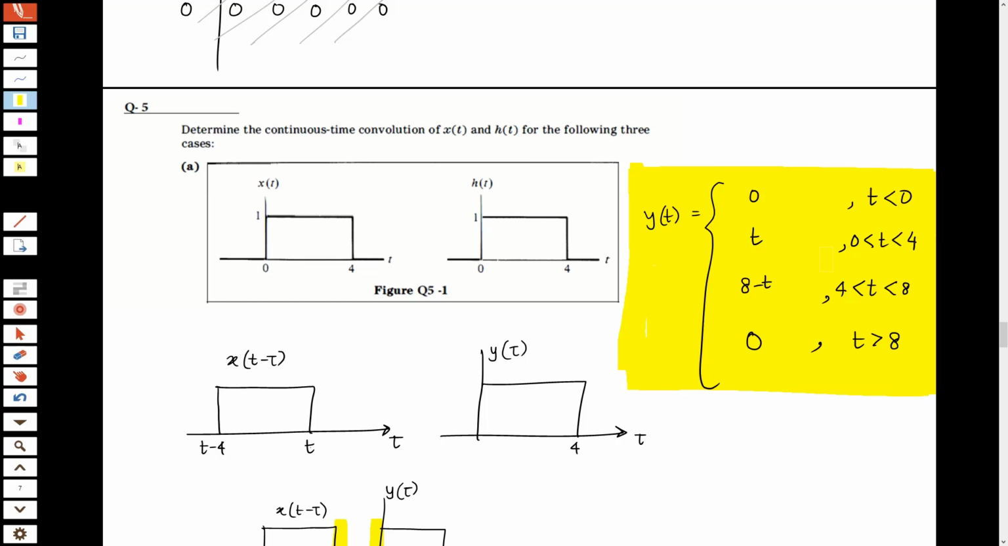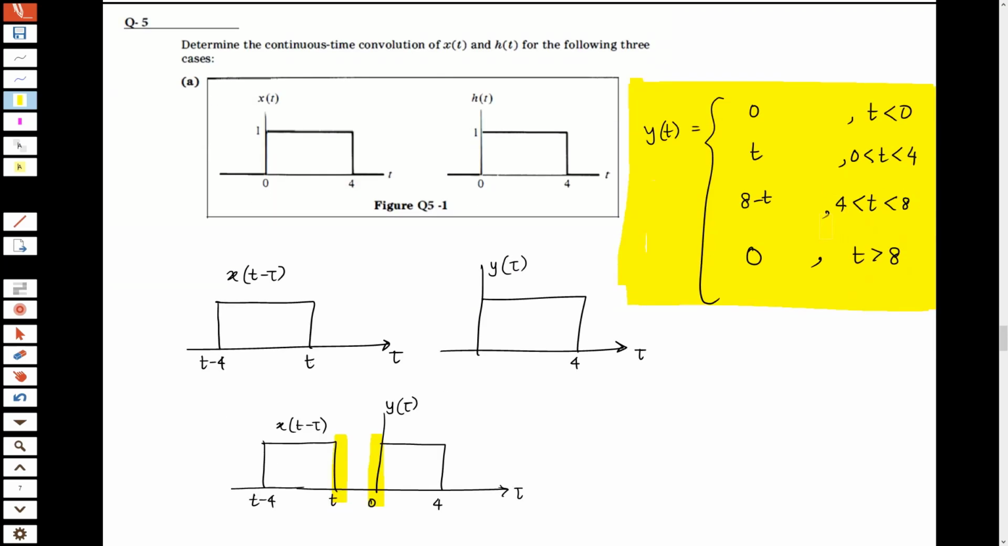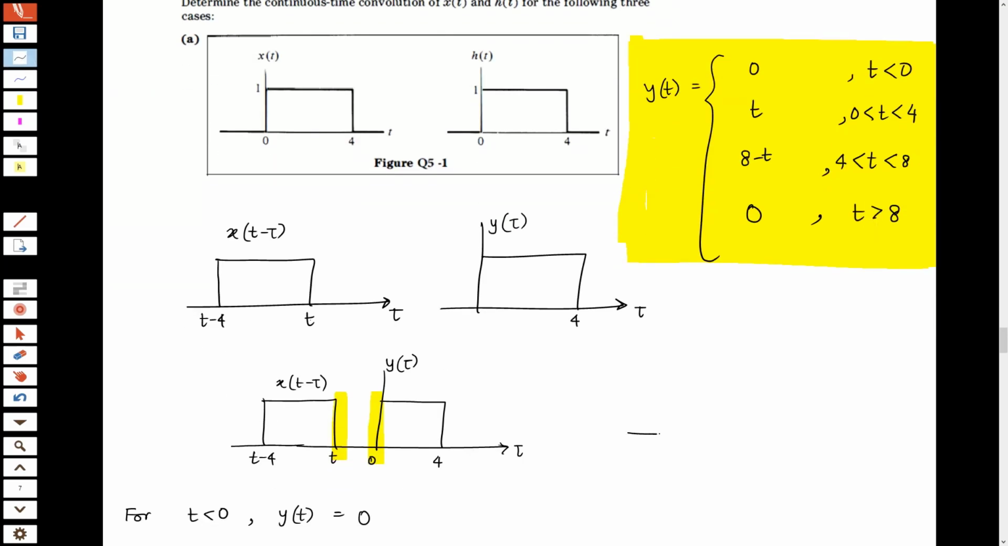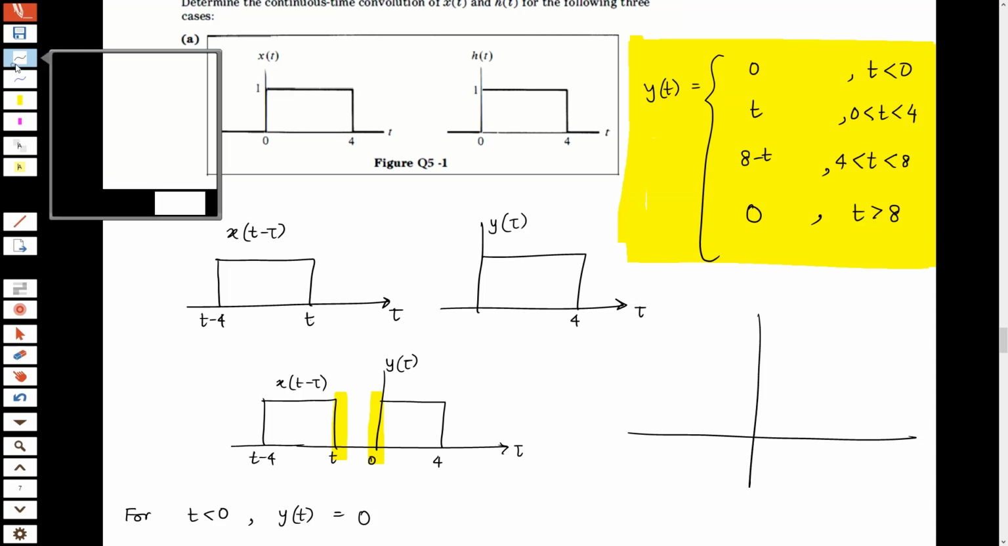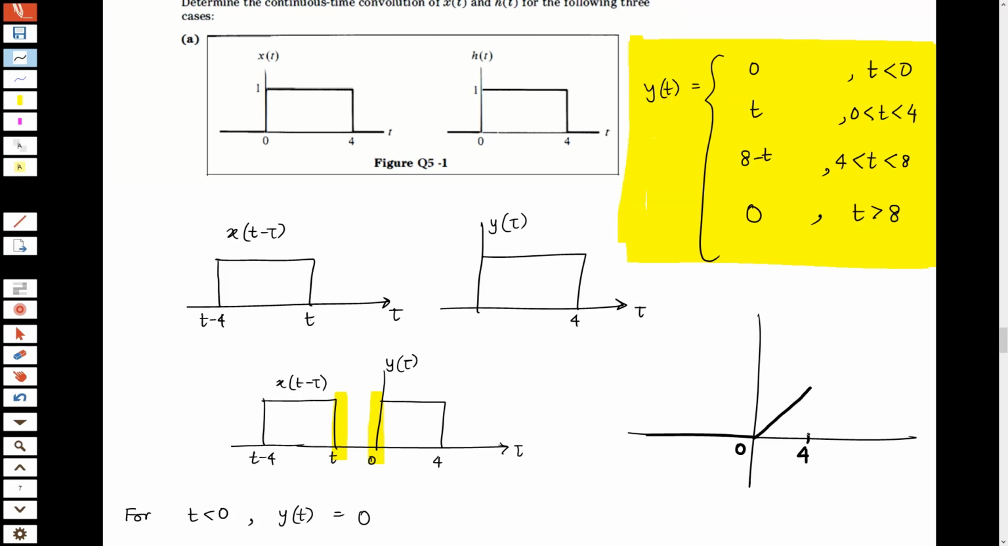If I had asked you to sketch this, how would it look? For t less than 0, the signal is 0. For t between 0 and 4, the signal is a straight line having slope 1. For t between 4 and 8, it is a straight line having slope minus 1. And above 8, it's again 0.